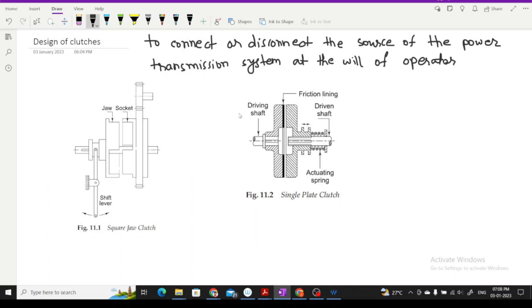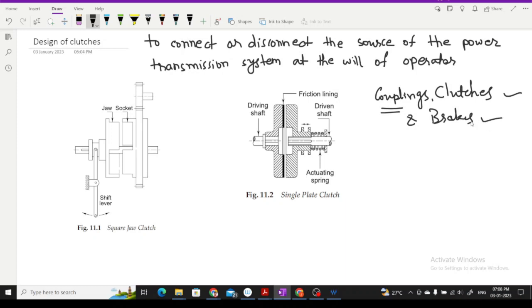So generally couplings, clutches and brakes are almost similar. In case of coupling, there is a rigid bond between the components, like shafts are joined with couplings. So once they are joined with the help of couplings, it cannot be detached. But in case of clutches and brakes, the two elements are engaged and disengaged at the will of the operator.